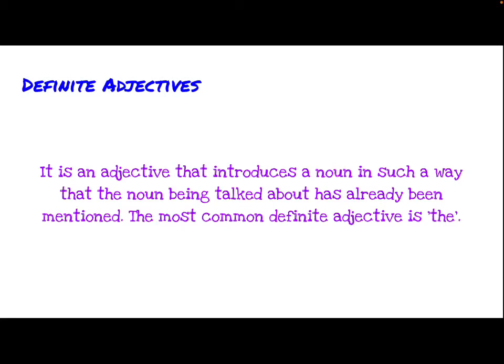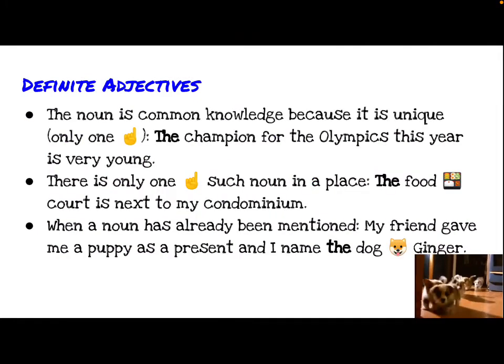Definite adjectives. Definite adjectives are adjectives that introduce a noun in such a way that the noun being talked about has already been mentioned. The most common definite adjective is the. For the first example, the is used when the noun is common knowledge and because it is unique, which means there is only one type of the noun present. The champion for the Olympics this year is very young.